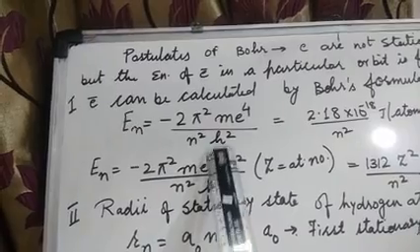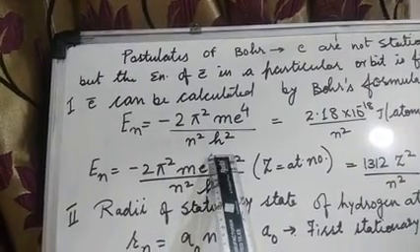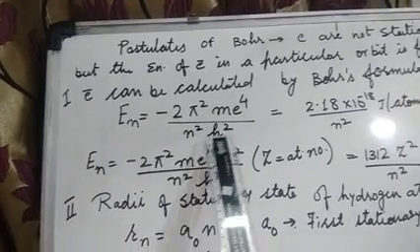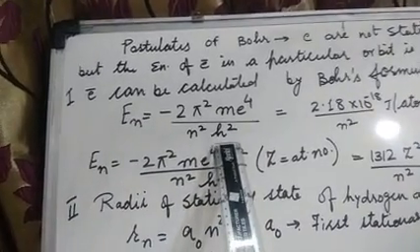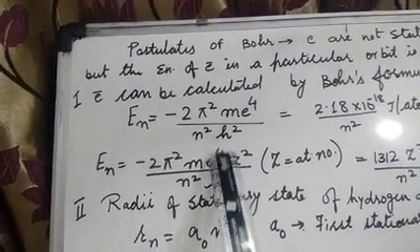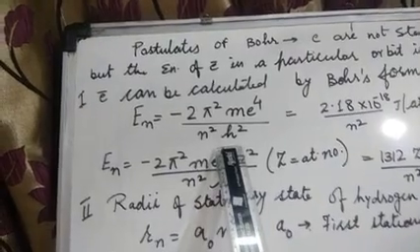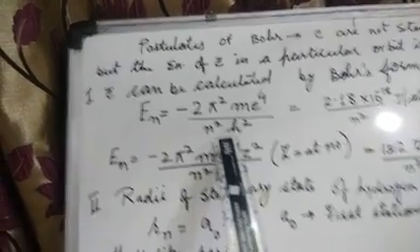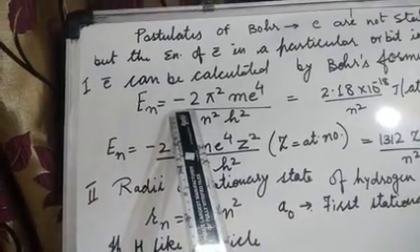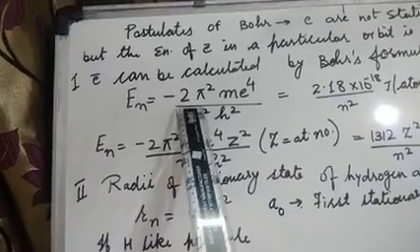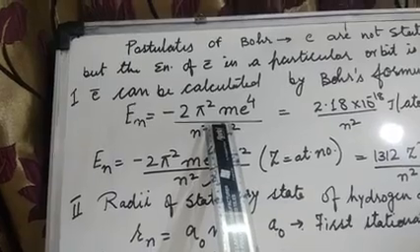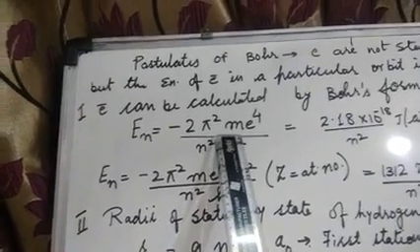Remember students, Niels Bohr gave his atomic model for hydrogen only, or the hydrogen-like species which contain a single electron in them. So whatever we are talking about here is about the hydrogen atom. So what we are observing here, students, is that minus 2 is constant, pi is constant, m is the mass of an electron, that is 9.1 into 10 raised to the power minus 31.